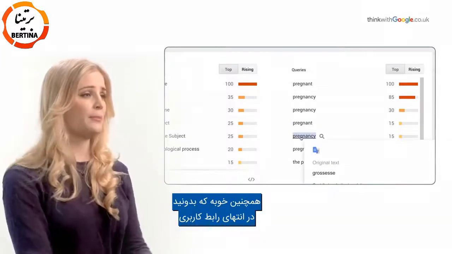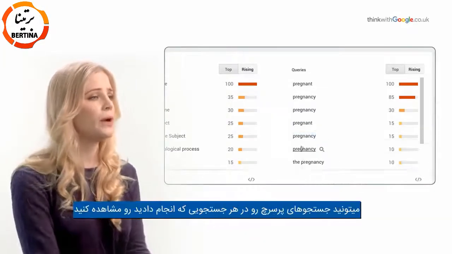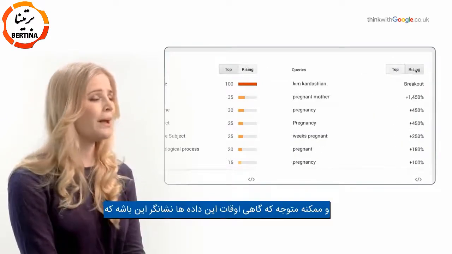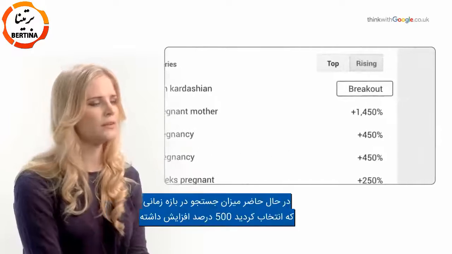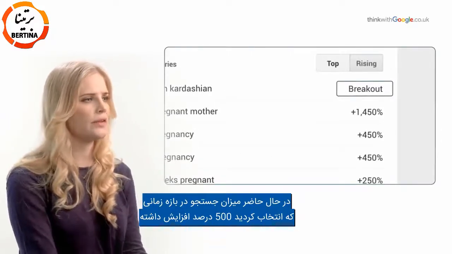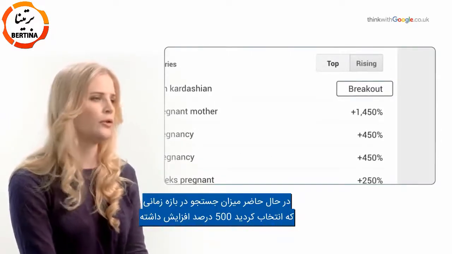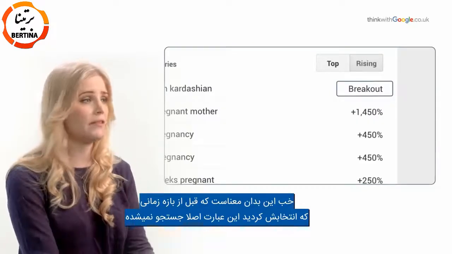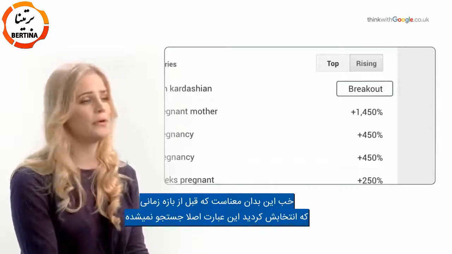It's good to note that at the bottom of the interface, you always have the top and rising queries of any given search that you've made. You might notice sometimes that it says breakout. This basically just means that it's more than a 5,000% increase versus the period that you're looking at right now. So it just means that basically the word has never been searched for before the time period that you're looking at.